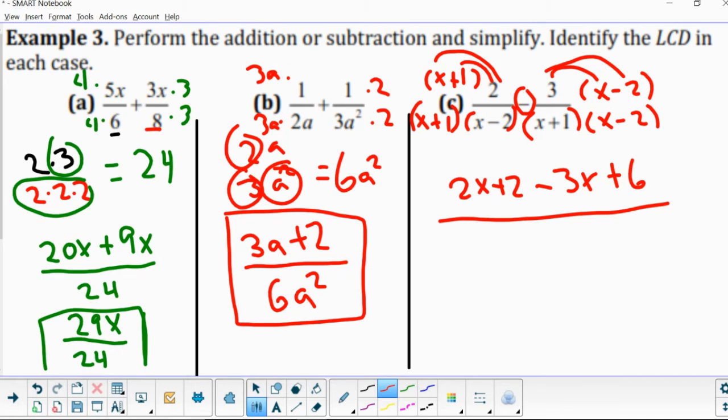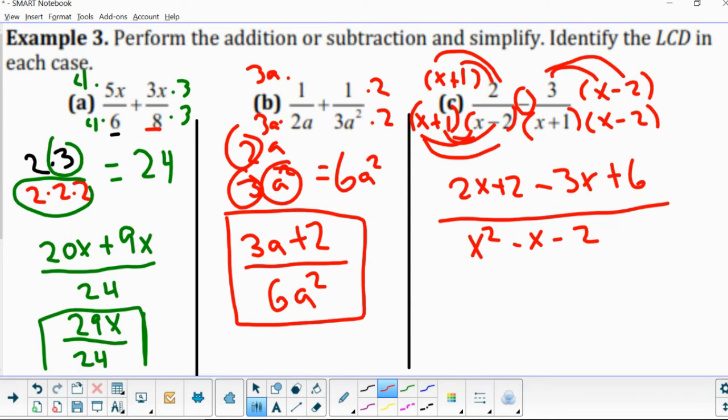So I do first times first, gives me x squared. Then I do outer and get -2x. I do inner and get +1x. That adds up to be -1x. And then I do last times last, and I get -2.